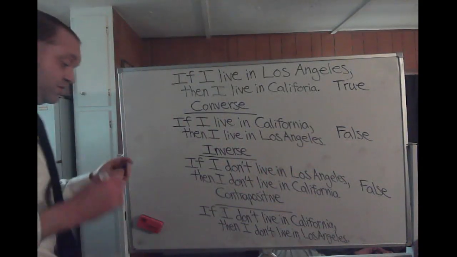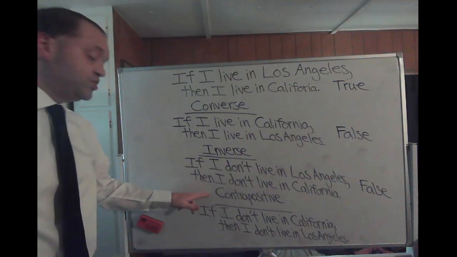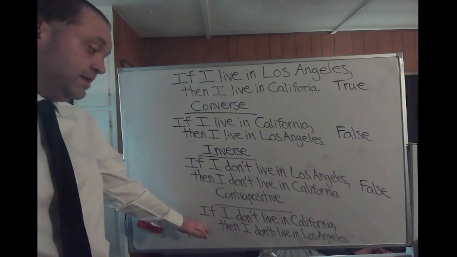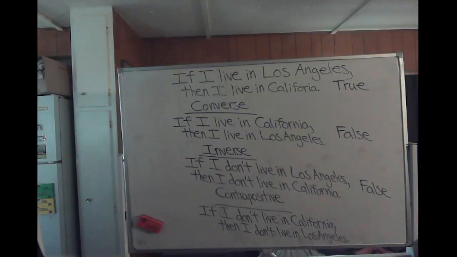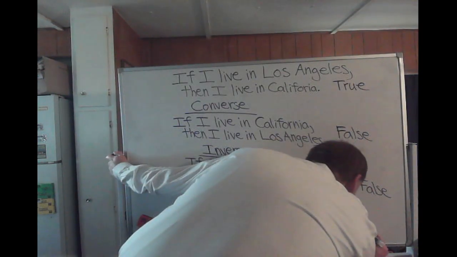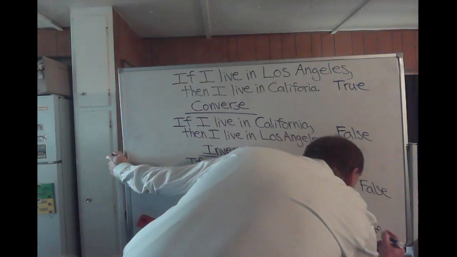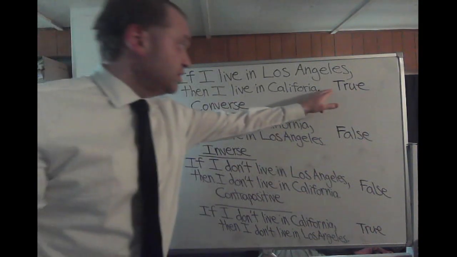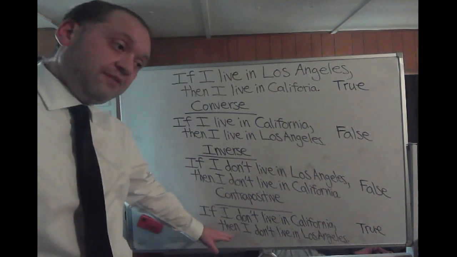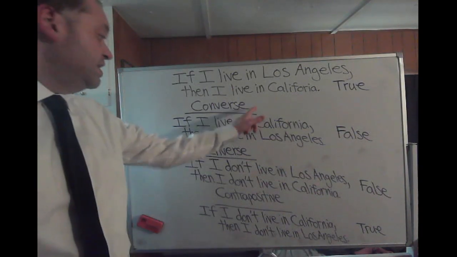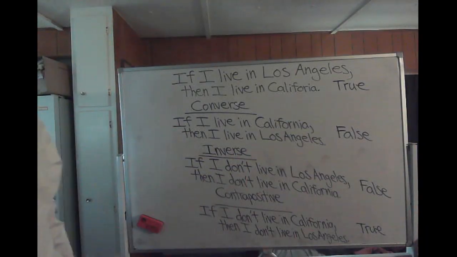So the contrapositive of the original statement would read, if I don't live in California, then I don't live in Los Angeles. Well, that's true, because Los Angeles is in California. So if you don't live in California, you definitely don't live in Los Angeles. That would be a true statement. So you see from these examples here that the original statement and the contrapositive are logically equivalent. By the same token, you can also say the converse and the inverse are logically equivalent too.